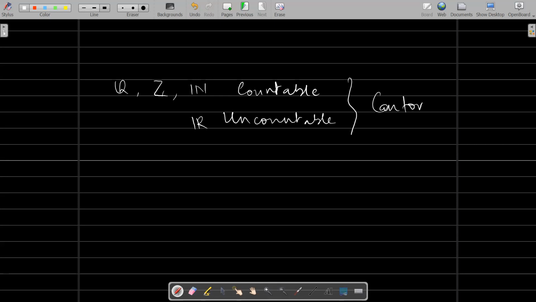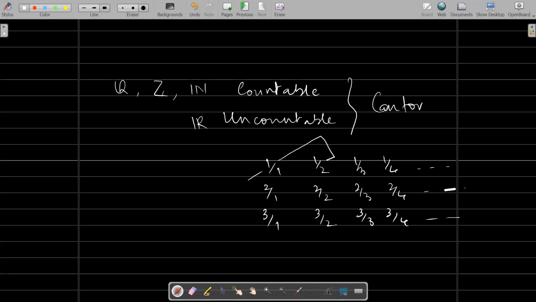Sir, rationals are not countable because... No, rationals are countable. There are some tricky arguments. For example, I can write in some infinite matrix form something like this: 1 by 1, 1 by 2, 1 by 3, 1 by 4, and so on. Then 2 by 1, 2 by 2, 2 by 3, 2 by 4, and so on. 3 by 1, 3 by 2, 3 by 3, 3 by 4, and so on. So I go on counting this way. The first number, I'll go this way.